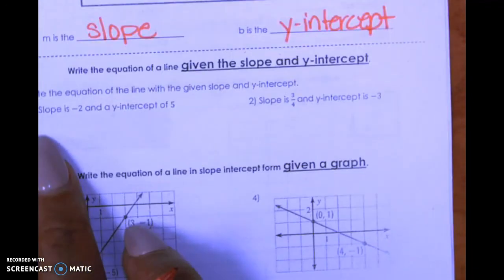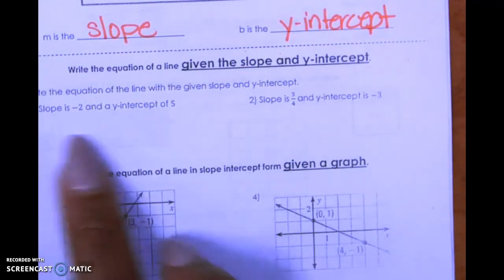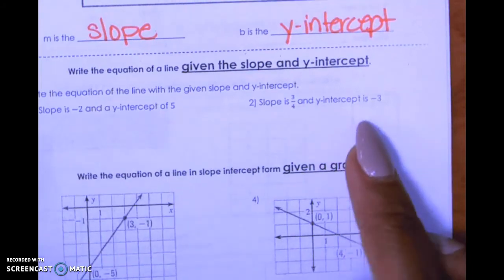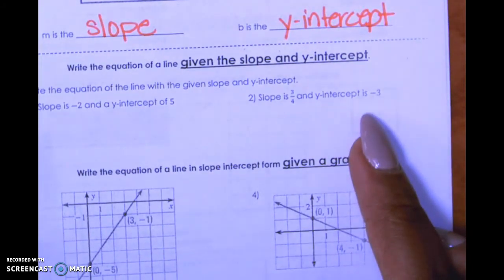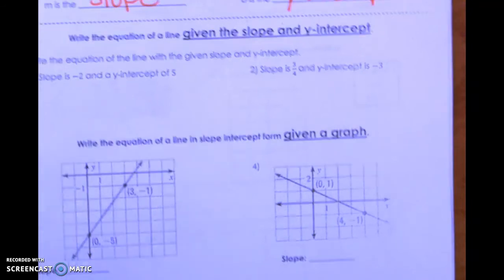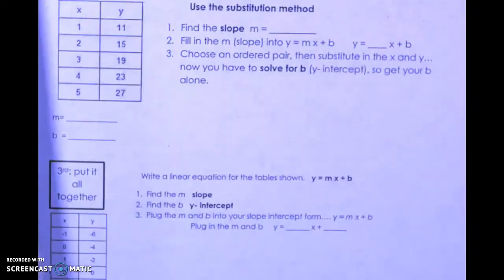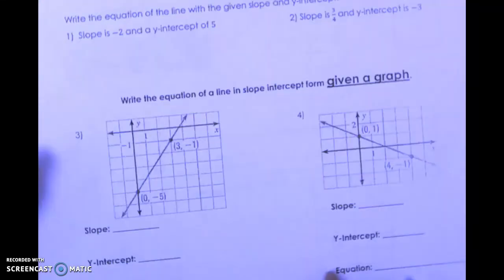So number one is just basically using the information they give you to write the equation. I'm not going to go over that because I'm confident that you know how to do it, as well as number 3 and 4. I guess I'll do number 3 for you.